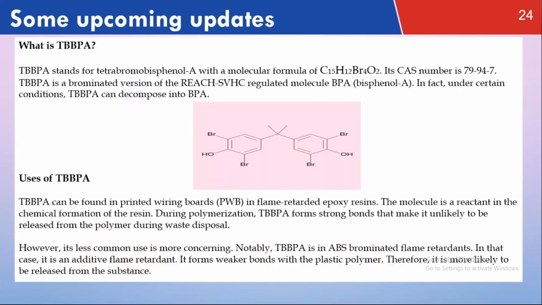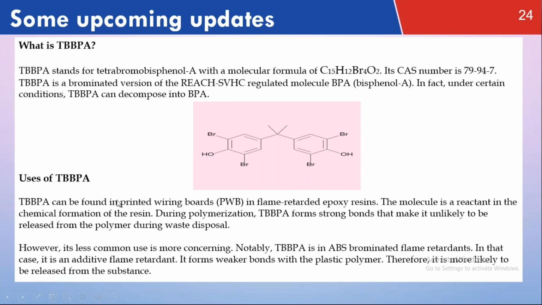And moving to TBBA. TBBA stands for tetrabrominated bisphenol A, with the molecular formula C15H12Br4O2. It has the CAS number 79-94-7. This is nothing but a brominated version of the REACH SVHC substance bisphenol A, which is majorly found in plastic bottles. In fact, under certain conditions, this TBBA can decompose into BPA. The molecular structure of this TBBA is shown below.